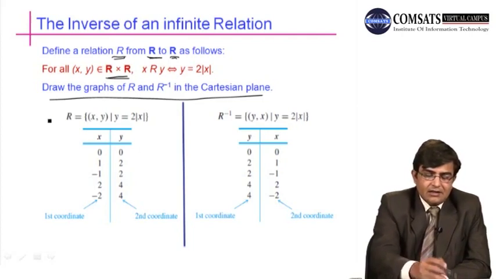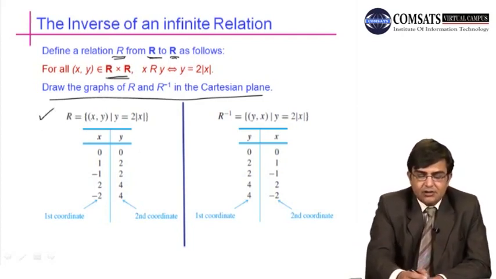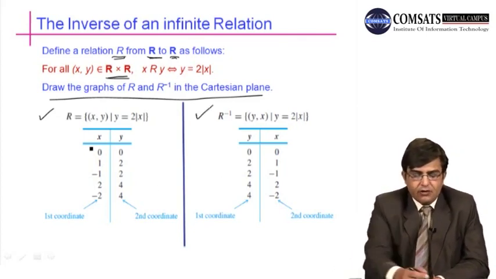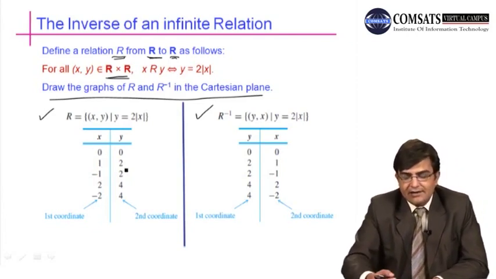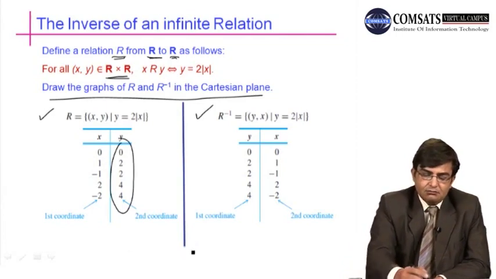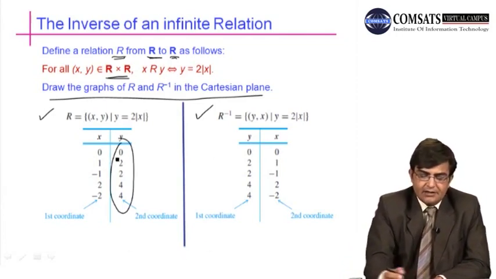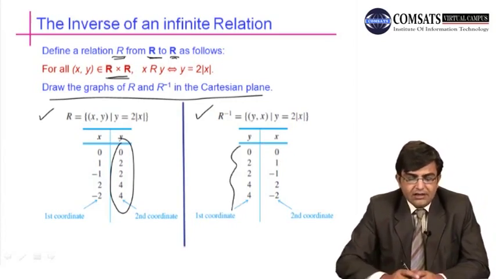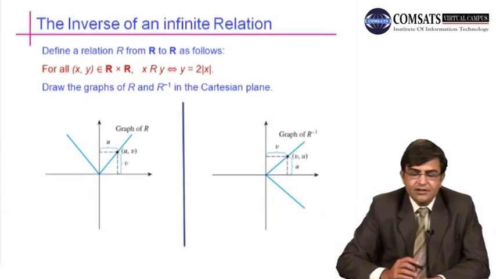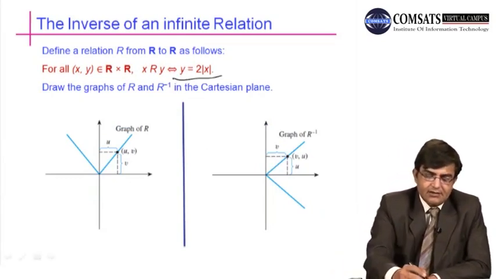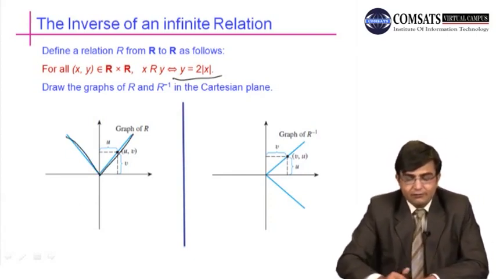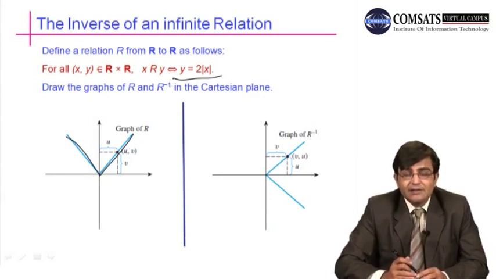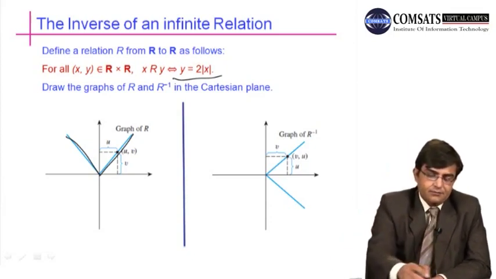what kind of elements are in R and what kind of elements are in the inverse, we can choose some elements at random: (1, 2), (0, 0), (-1, 2), (2, 4), (-2, 4). Then the corresponding elements of y are like this, and the inverse of this relation we obtain by interchanging the elements. Now in the Cartesian plane we can draw the graph of y equals 2 absolute value of x like this. This is the graph of the absolute value, because for two values of x we have one value of y. So this is how we can define this relation.